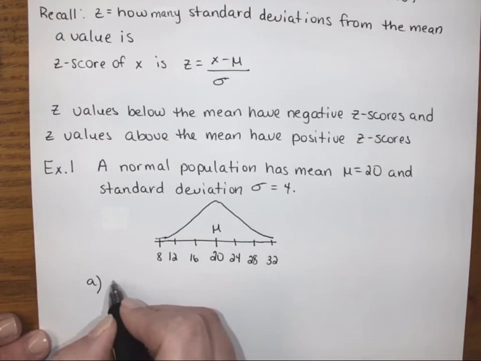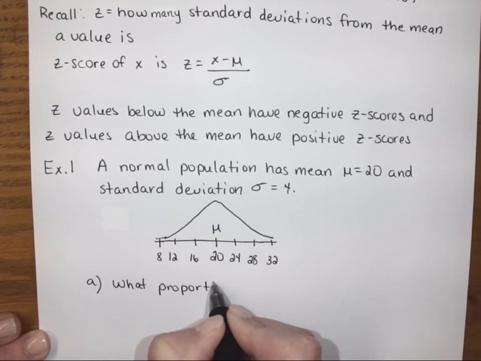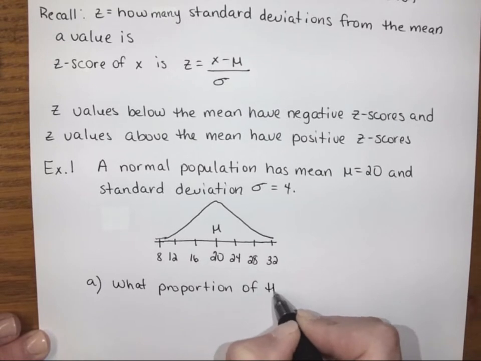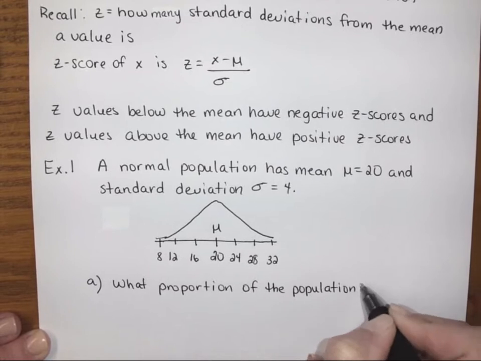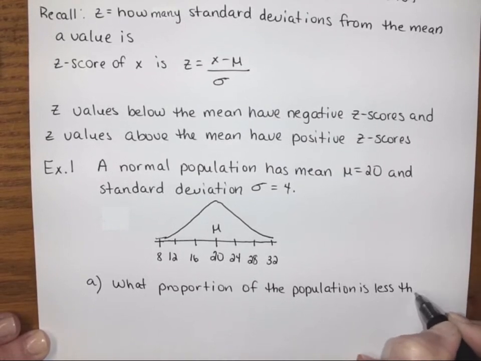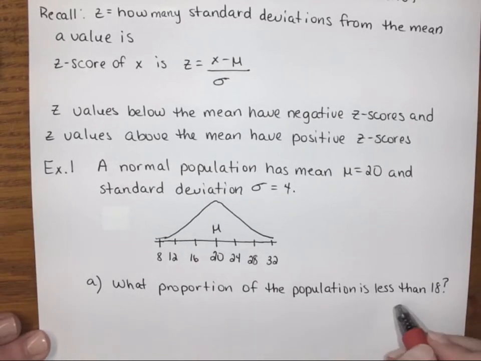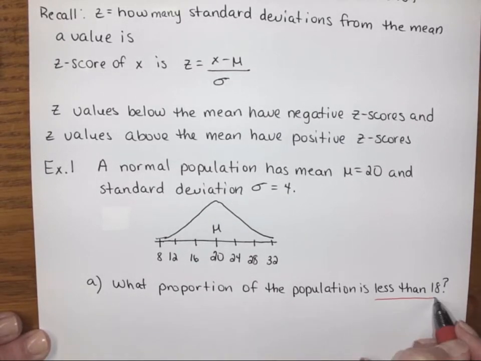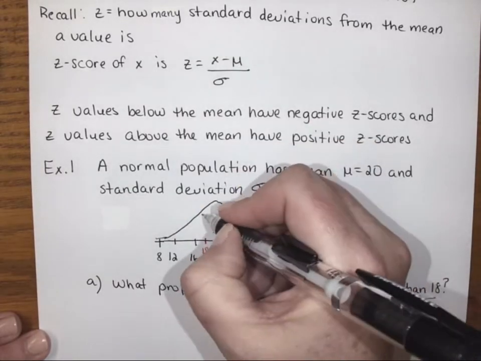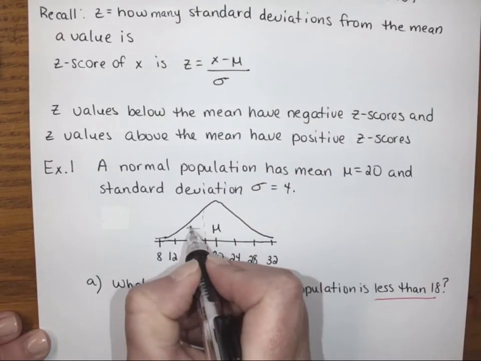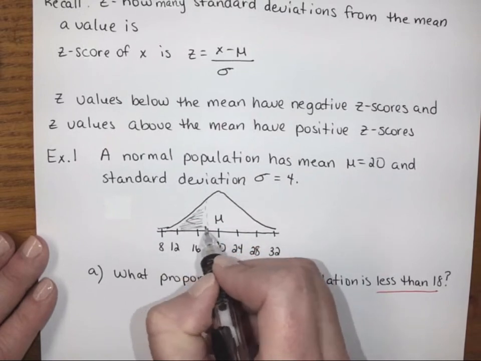But let's say that I ask you for this instead. I want you to tell me what proportion of the population is less than 18. Okay, so we want less than, but let's go ahead and mark 18. 18 would be here, right? So if I show that with my pencil, that would be basically this area over here. I'm going to lightly shade it, but I'll erase it probably in a minute.